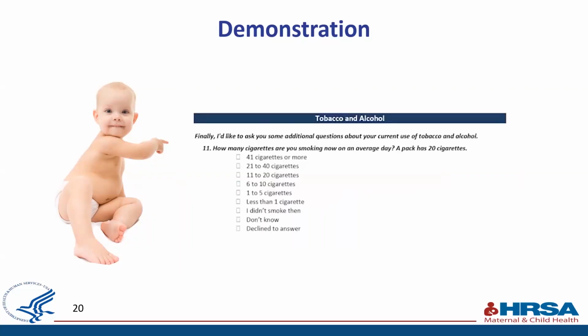I'd like to ask you some additional questions about your current use of tobacco and alcohol. How many cigarettes are you smoking now on an average day? A pack has 20 cigarettes. So 41 cigarettes or more, 21 to 40 cigarettes, 11 to 20 cigarettes, 6 to 10 cigarettes, 1 to 5 cigarettes, less than 1 cigarette. I didn't smoke then, don't know, or decline to answer. I didn't smoke.